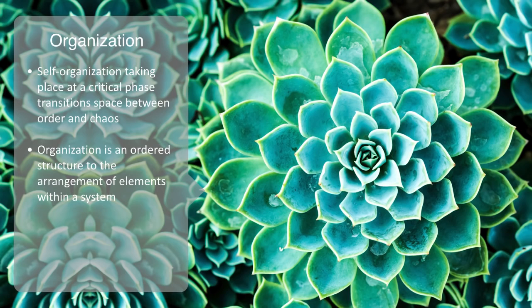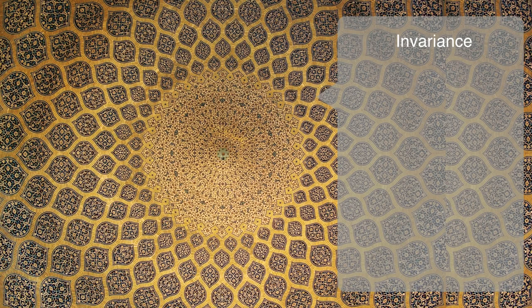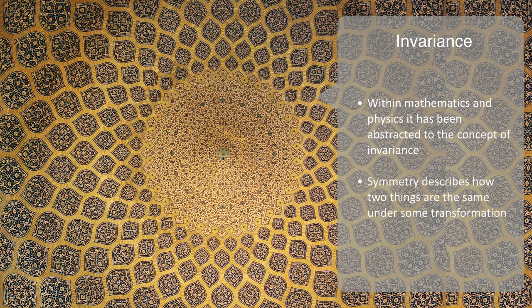Both order and organization are highly abstract concepts, neither of which are well defined within the language of mathematics and science, but probably the most powerful method we have for formalizing them is through the theory of symmetry. The theory of symmetry within mathematics is an ancient area of interest, originally coming from classical geometry, but within modern mathematics and physics, it has been abstracted to the concept of invariance. In this way, symmetry describes how two things are the same under some transformation.